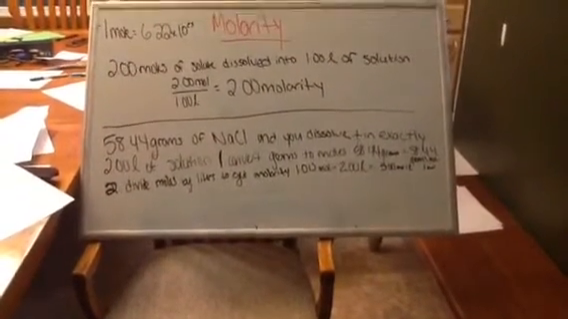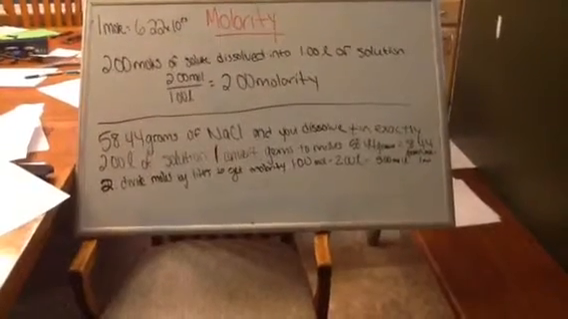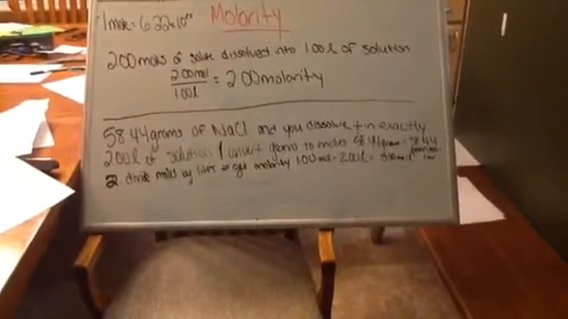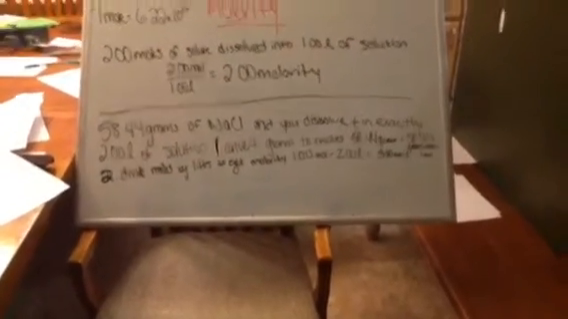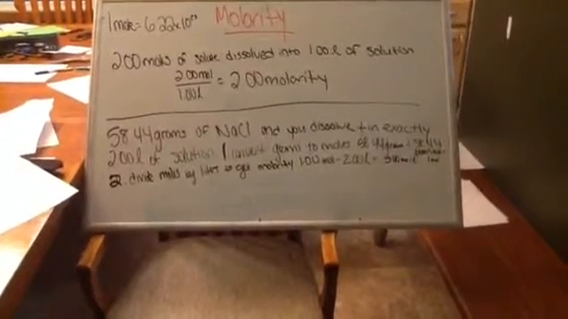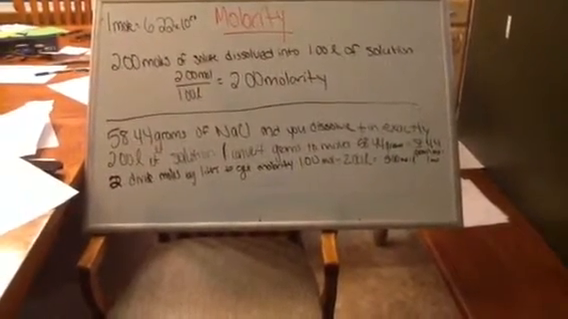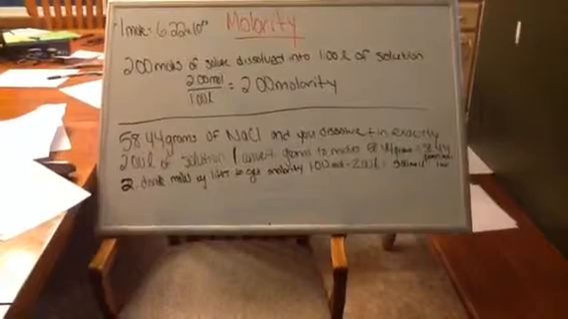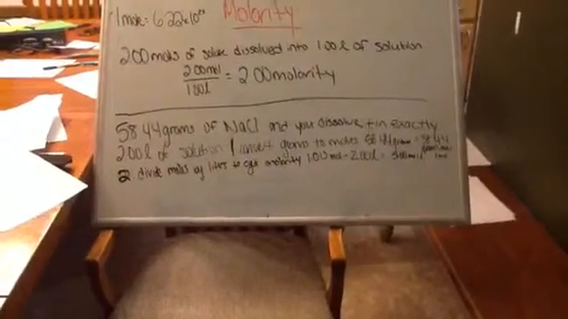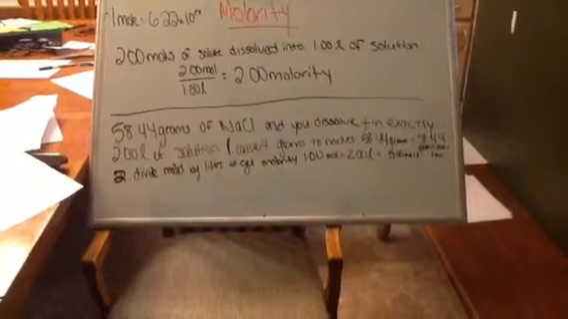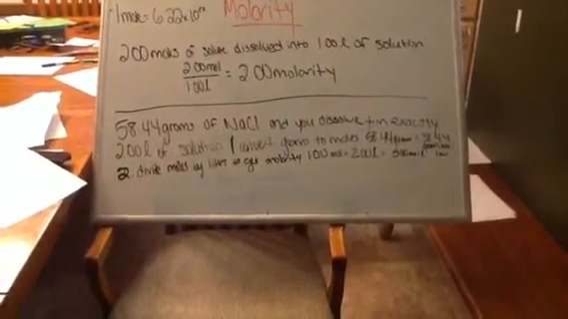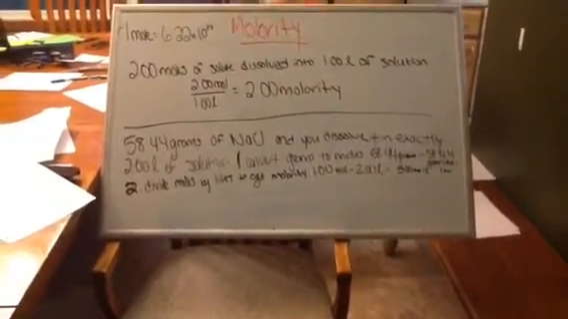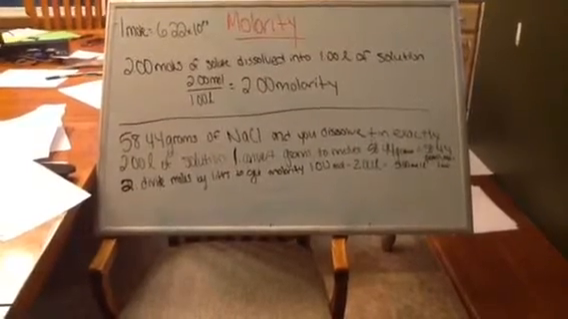An example of molarity would be 2 moles of a solute dissolved into 1 liter of a solution. You take the 2 moles divided by the 1 liter, which equals 2 molarity. Another example would be 58.44 grams of NaCl, and you dissolve it into exactly 2.00 liters of solution. First step, convert grams to moles, so 58.44 grams divided by 58.44 grams per mole equals 1 mole. Second, divide moles by liters to get molarity. 1 mole divided by 2 liters equals 0.5 mole per liter.